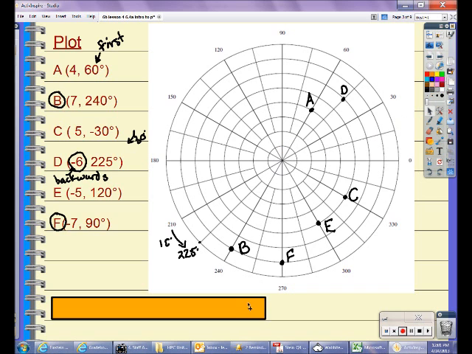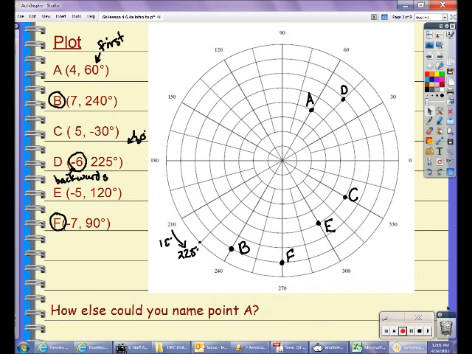Now, let's talk about something else about these points. When we had our rectangular coordinates, you had one coordinate, and that was the only way you could get to that point. With polar coordinates, not so much. We're going to figure out how else we could name point A. Now, in order to figure that out, I'm actually going to start by looking at point E.